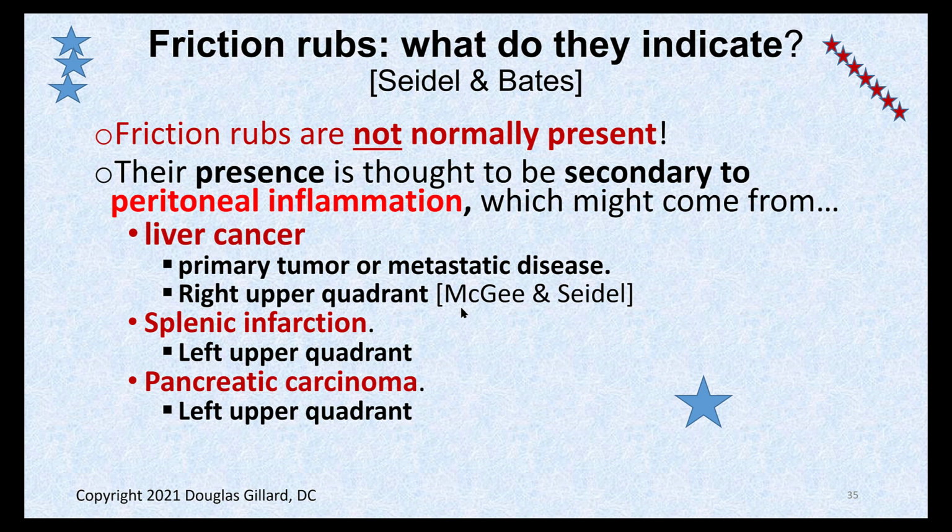It's usually secondary to an inflammation of the peritoneal lining. So it's a peritonitis that started. It's typically secondary to liver cancer. That's in the right upper quadrant, midclavicular line. Splenic infarct, left upper quadrant, or pancreatic cancer, again, carcinoma in the left upper quadrant.